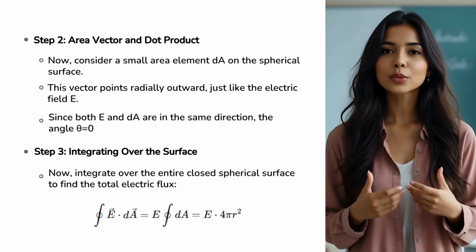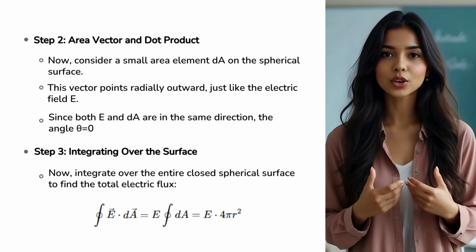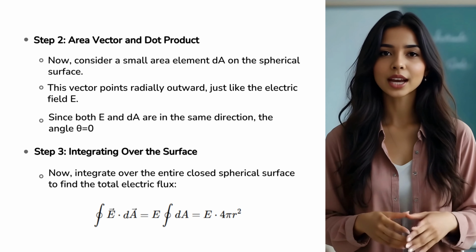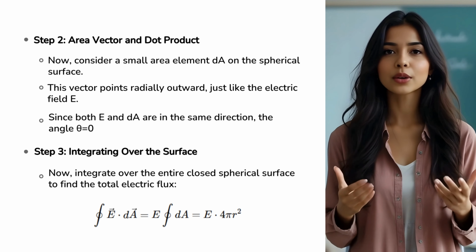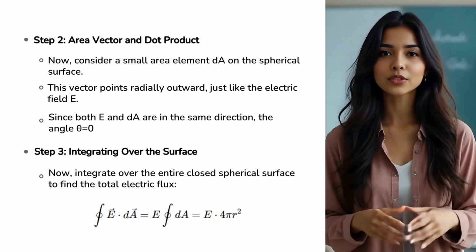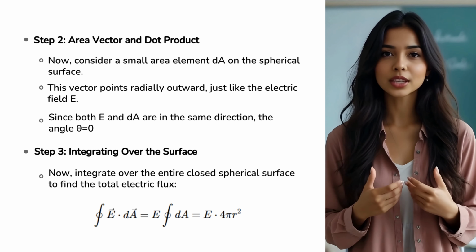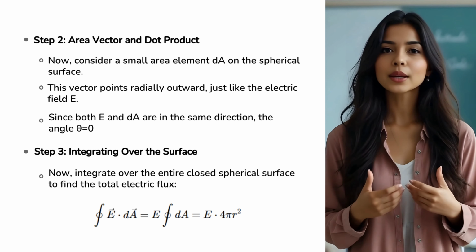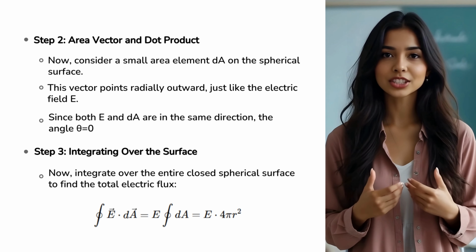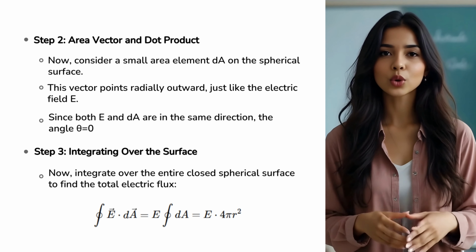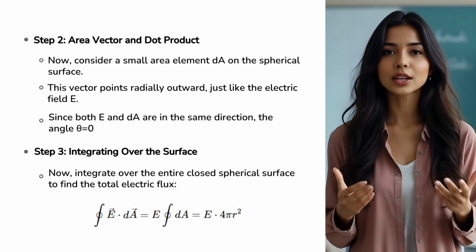Now consider a small area element dA vector on the surface. This vector is radial, meaning it points directly outward, just like the electric field. So, when we take the dot product of the electric field and the area vector, we get E vector dot dA vector equals E multiplied by dA. Since both vectors point in the same direction, the angle between them is 0, and the cosine of 0 is 1.